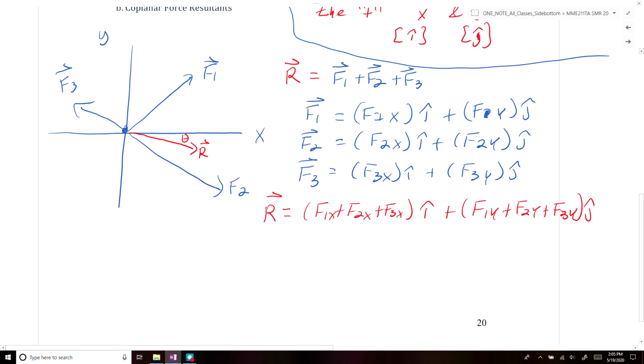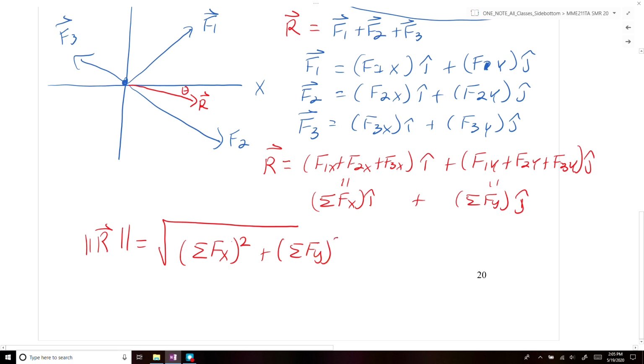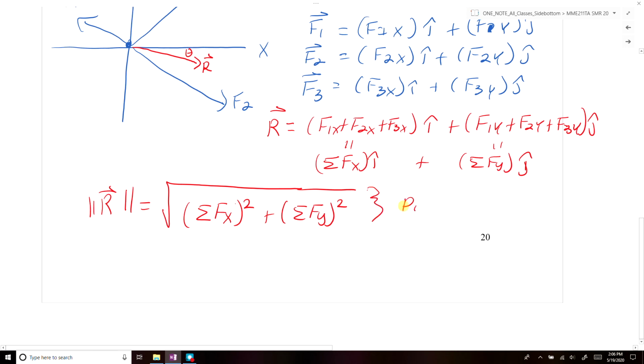In general, we can always say that the resultant vector for the sum of any number of vectors is equal to the sum of all the x components times i plus the sum of all the y components times the unit vector j. Once you have your resultant vector, the magnitude of the resultant vector would just be equal to the square root of the sum of all of our x forces squared plus the sum of all the y components of our forces squared. This is just the Pythagorean theorem.